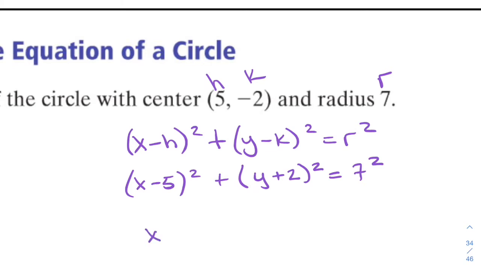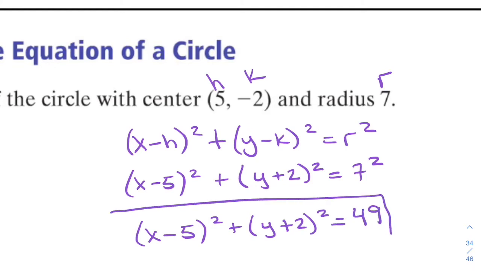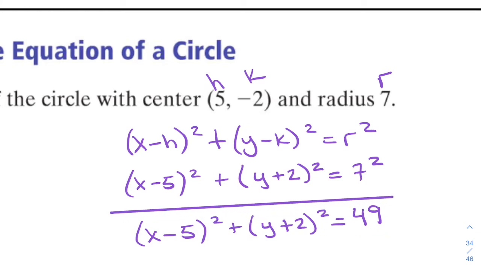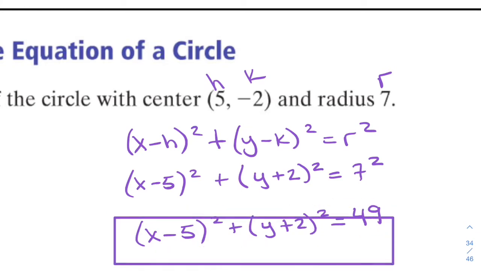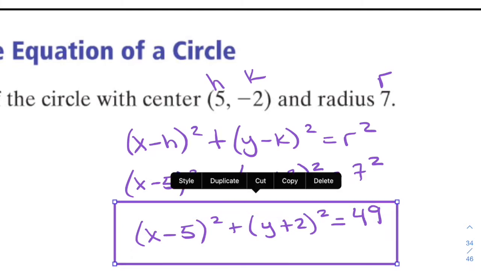And so the final answer, we always want to square, we don't want to leave it as 7 squared, we're going to rewrite it as 49. So when you see this, you immediately should know that the radius is not 49, but the radius is 7, because 7 squared is 49.